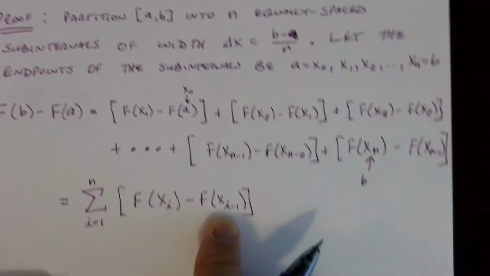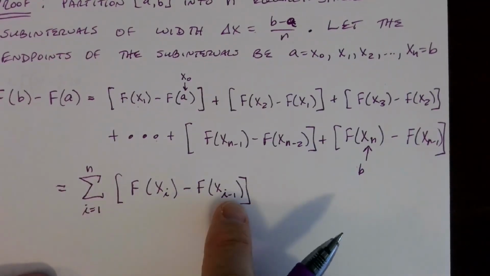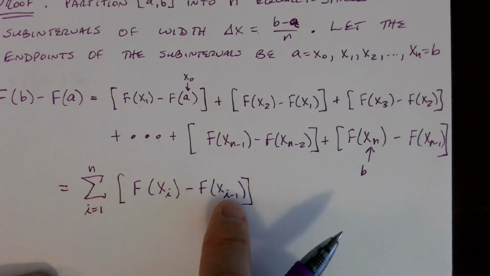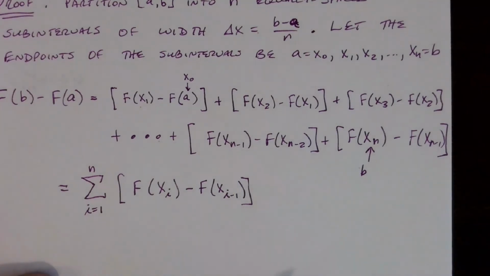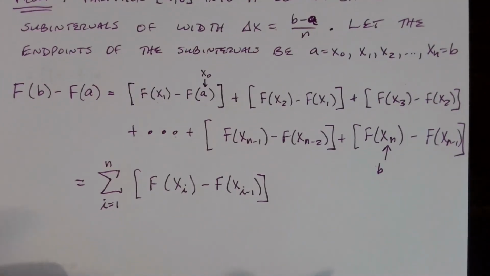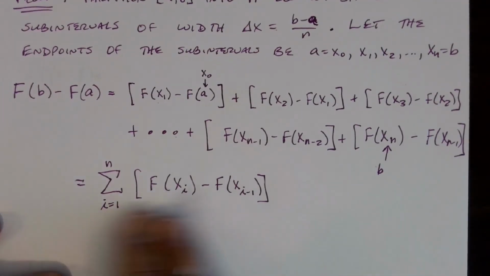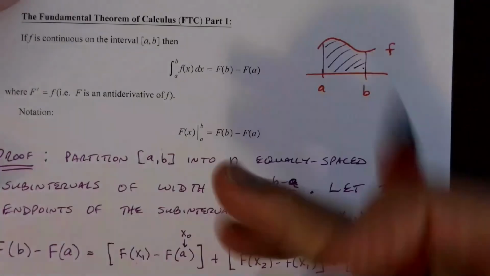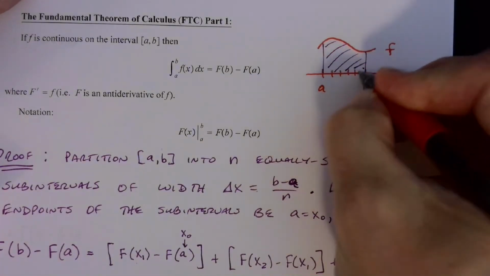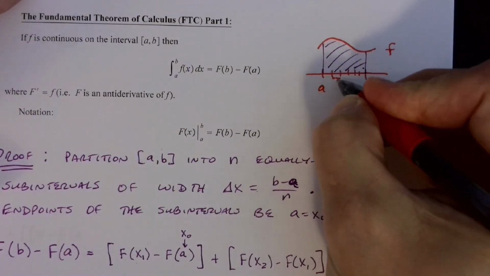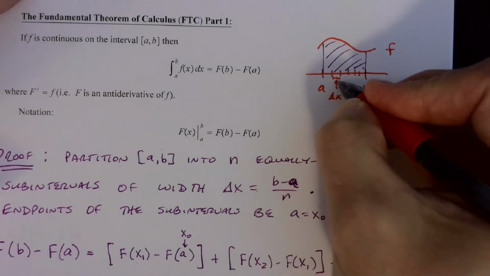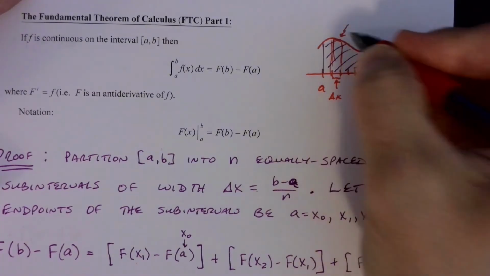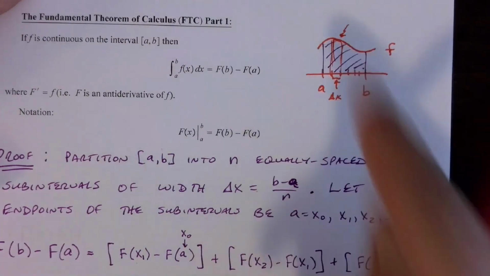Basically, this is just in general the difference of the function capital F at the right endpoint minus the left endpoint of the ith subinterval. So what we've done is we're breaking it up again into these n subintervals, and on an arbitrary one of these subintervals, the width is delta x, I'm going to look at the function f on that interval and apply the mean value theorem to it.